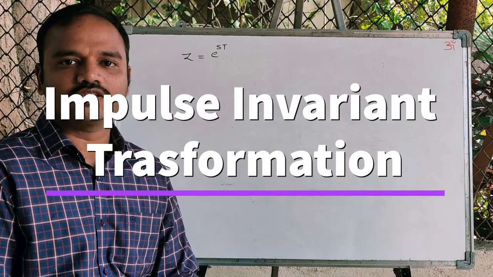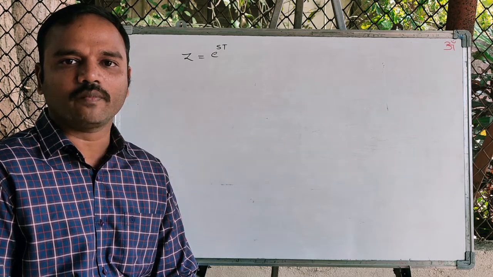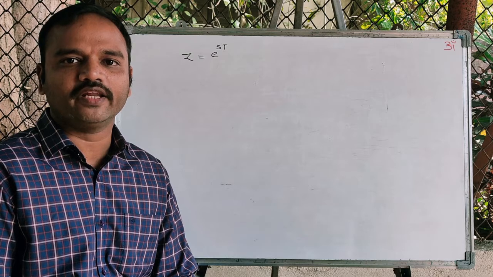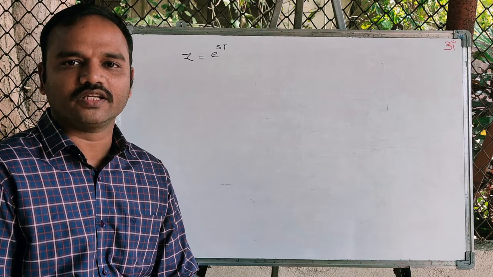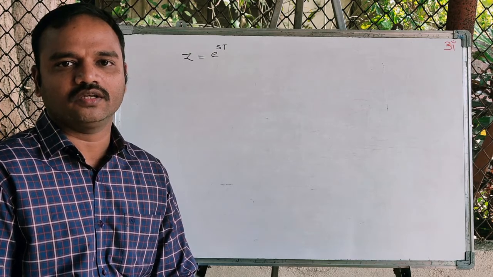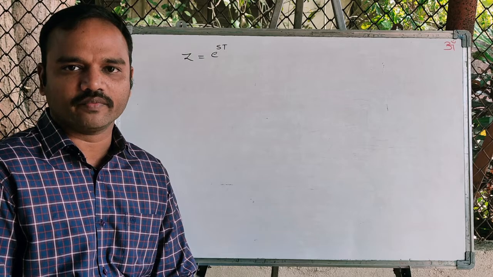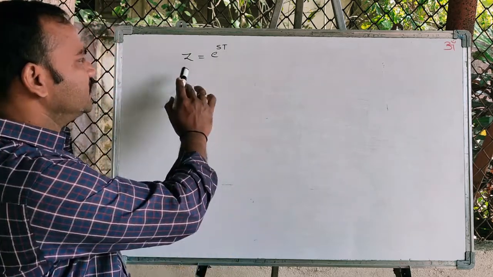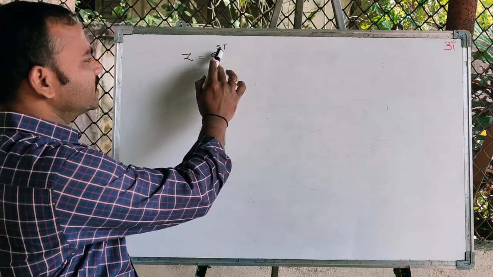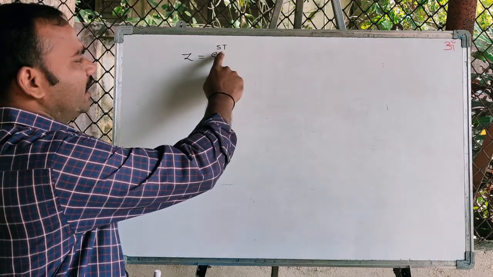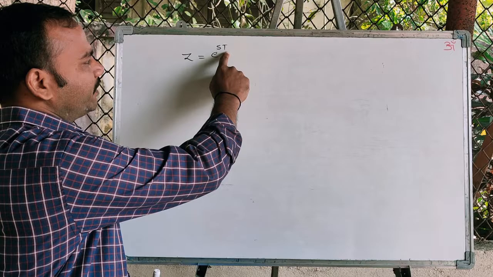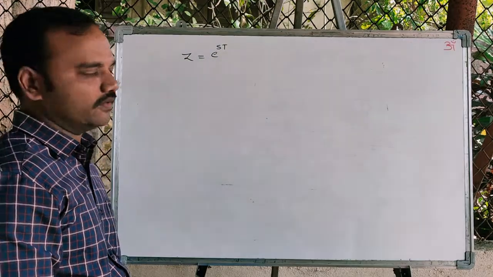In this video lecture, we will learn the conversion properties of the impulse invariant transformation. That is, the analog to digital mapping properties of impulse invariant transformation. The impulse invariant transformation is given by z = e^(sT), where z is the digital variable, s is the analog variable, and capital T is the sampling interval.